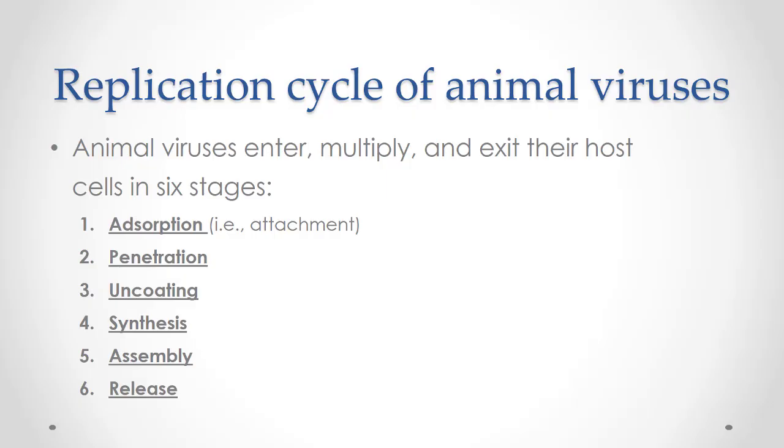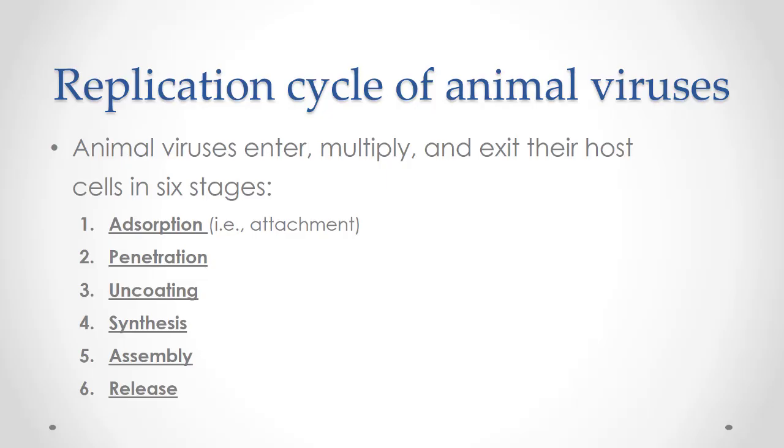So the first one is called adsorption. It's not a typo. It's not AB, but AD. And it's sort of a fancy way of describing attachment to a surface, and we'll describe that one next. Penetration and uncoating often go together, although they're 2 separate steps. This involves the virus entering the cell and shedding the capsid or any kind of coating like the envelope in some kind of fashion. And so that gets rid of all of the protective layer, getting down to really just the core genetic material in the virus for the most part.